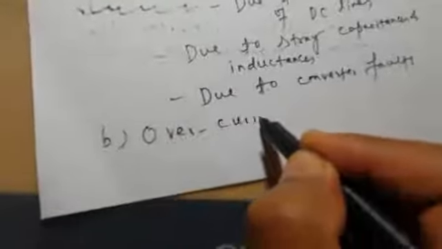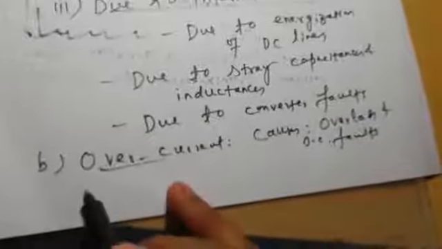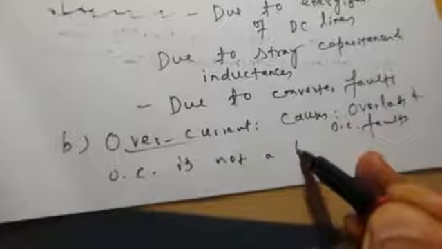What about overcurrents? This was about overvoltages. What about overcurrents? The main causes of overcurrents may be overloads and short circuit faults, and these faults are mainly responsible for overcurrent in an HVDC system. But overcurrent is not a big concern. I will write here, overcurrent is not a big concern.